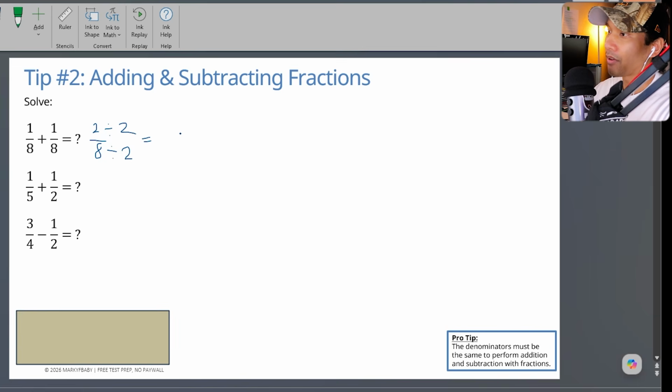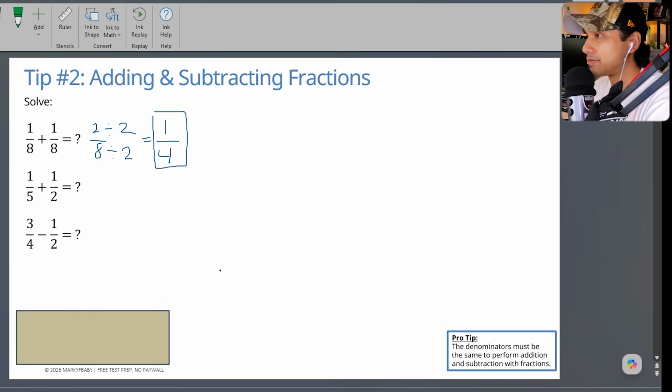This stuff right now, I'm writing everything out, but by the time you master these skills, you'll already know to simplify. You don't need to write this out right here. I only do that for you, so we could get our thought process out. I want to show you what's happening. That's my goal. Okay? 2 divided by 2, that is 1. 8 divided by 2, that is 4. So our answer is 1/4.